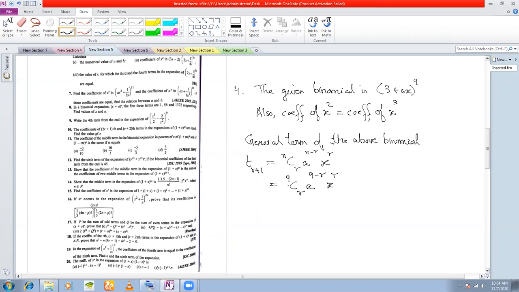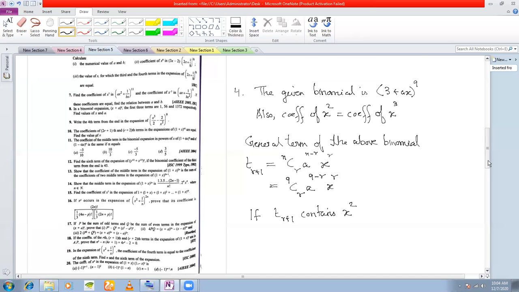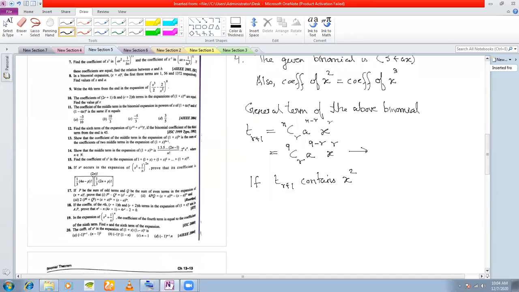Now, if T(r+1) contains x square, then what happens? Suppose this term is some coefficient and x square. Then x to the power of r must be equal to x to the power of 2, right? This power and this power will become the same. That means r must be equal to 2.